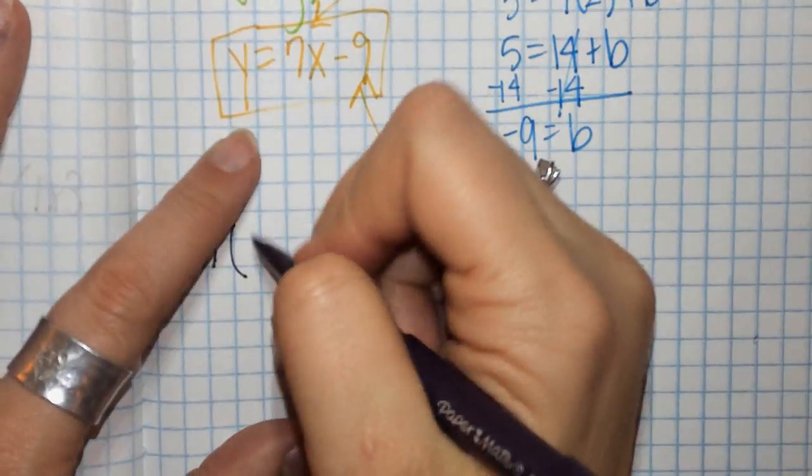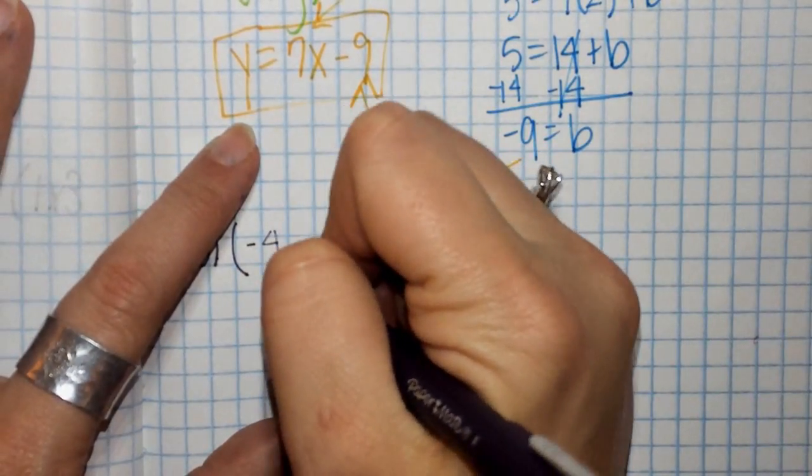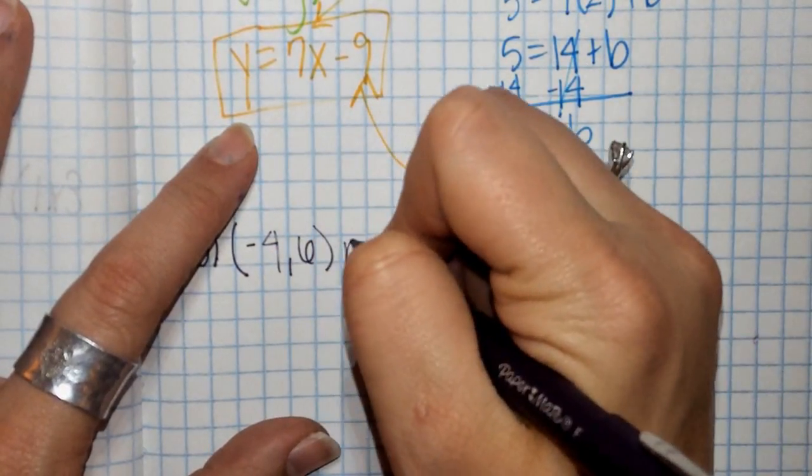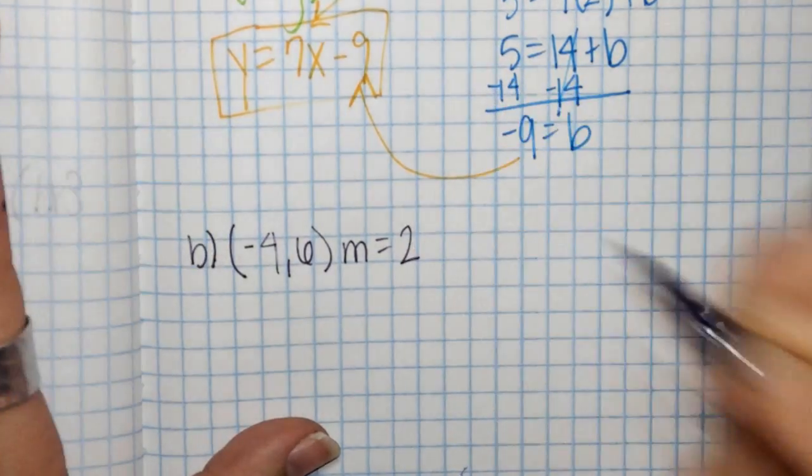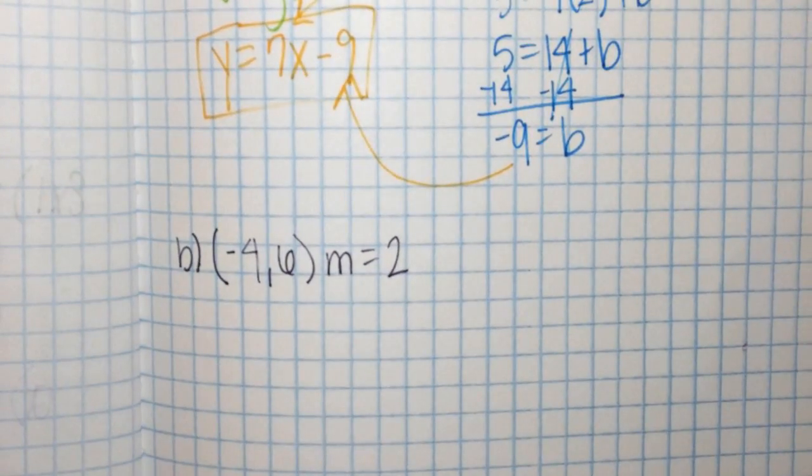Okay, perfect. Alright, so we're going to do (-4, 6). And M is going to equal 2 this time, just for funsies.